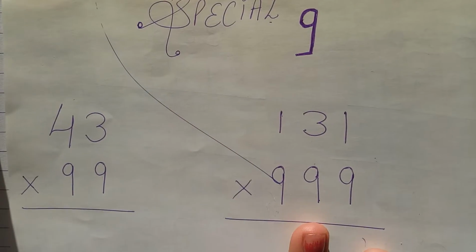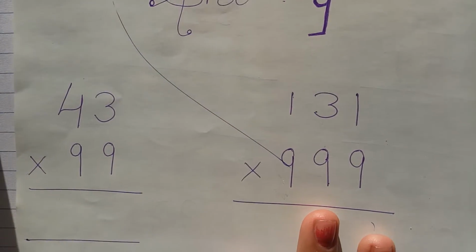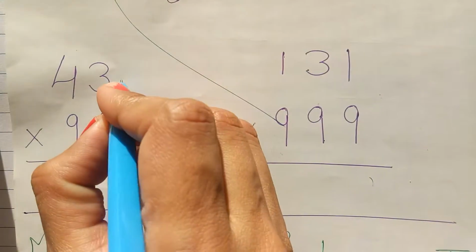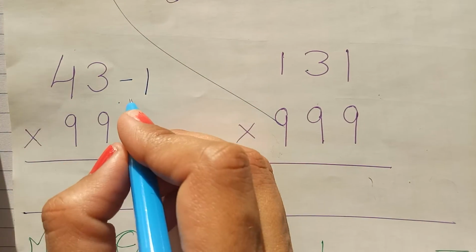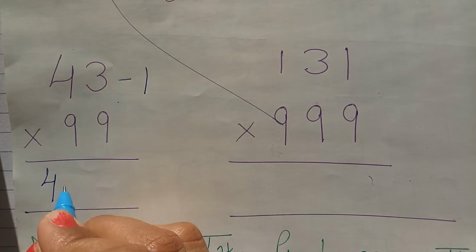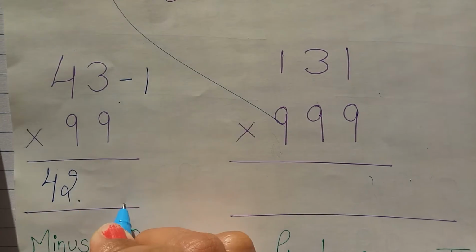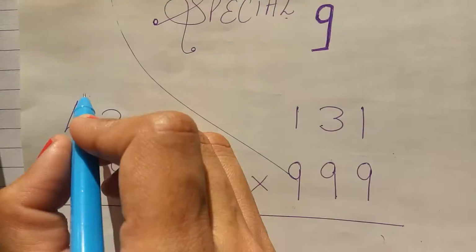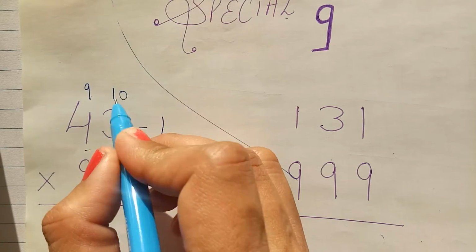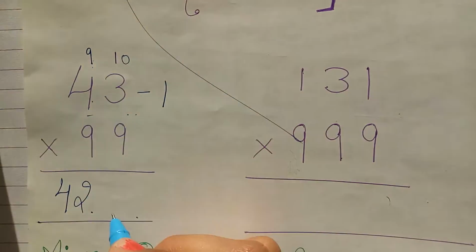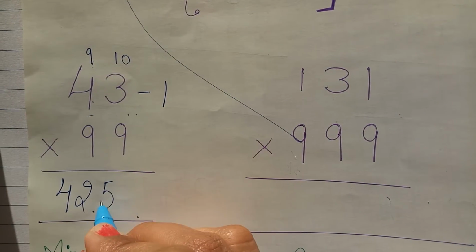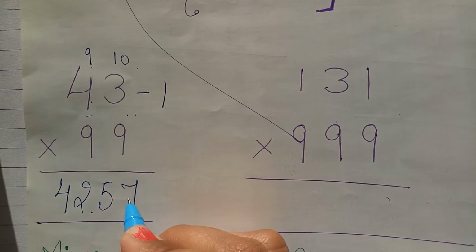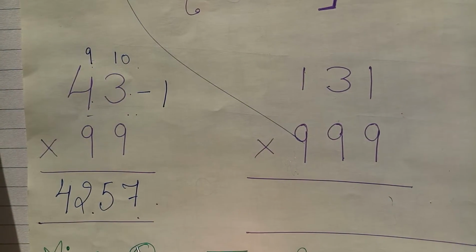Special 9. The first one is 43 multiplied by 99. First we subtract 1 from the number 43. 43 minus 1 is 42. Now the rest of the number we subtract from 9 and the last from 10. Means 9 minus 4 is 5. 10 minus 3 is 7. So the answer is 4257.